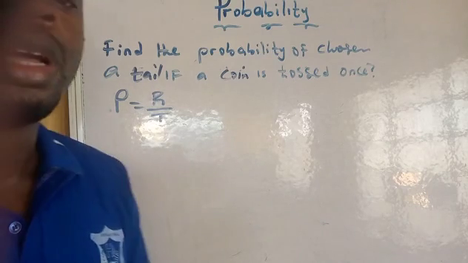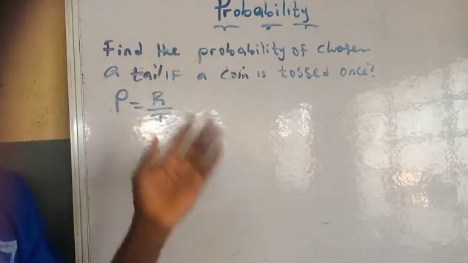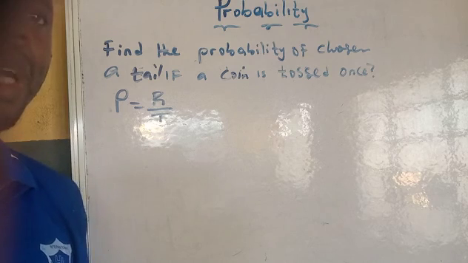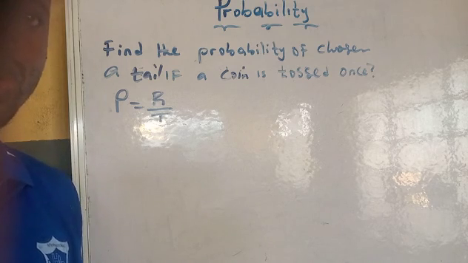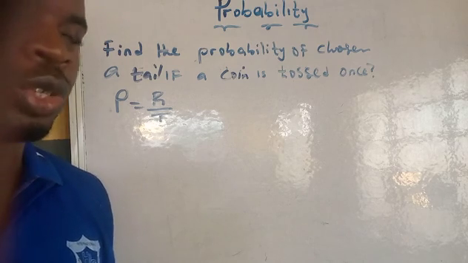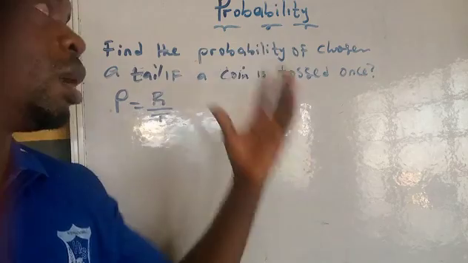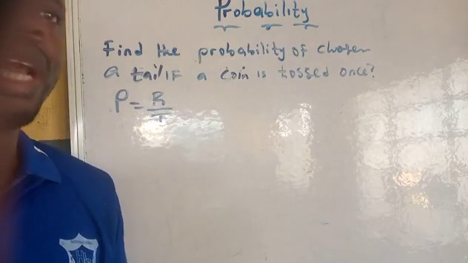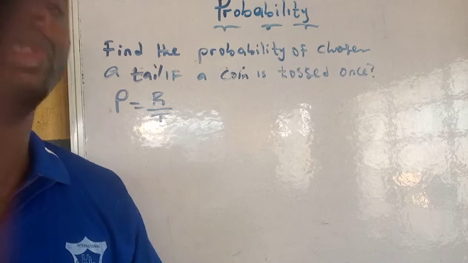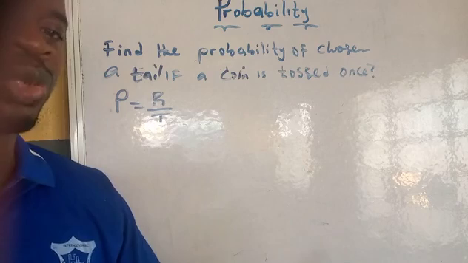Okay, today we are going to be looking at the concept of probability. Probability is a concept that we use to show or to know the certainty that an event will happen in the future. For example, what is the probability that it will rain today? It means, what is the certainty that it will rain today. So that's just what it means.